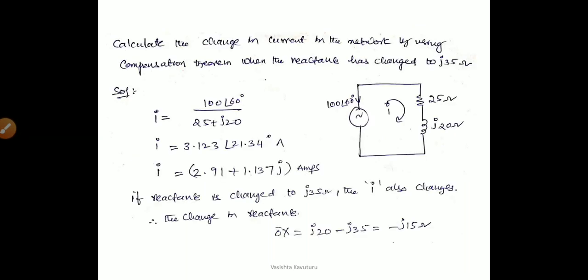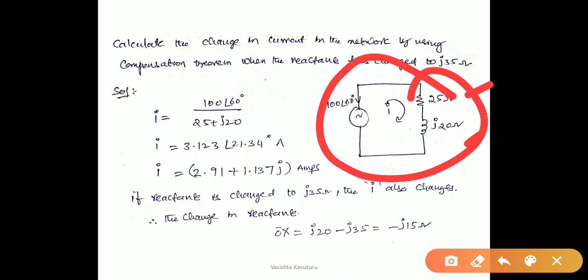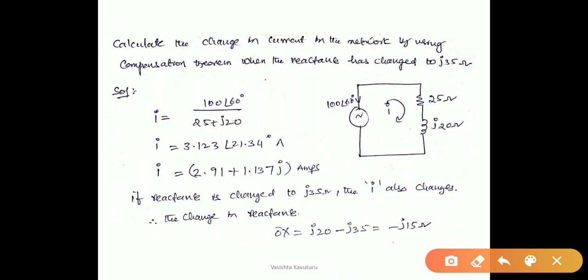Calculate the change in current in the network by using the compensation theorem when the reactance has changed to j35 ohms. Here is the given network having a resistance and reactance. The resistance value is 25 ohms and the reactance is j20. Now the reactance value is changed to j35 ohms. We are asked to find the change in the current by using the compensation theorem.